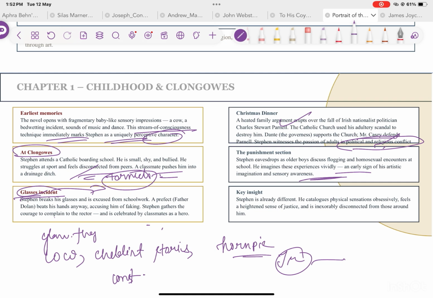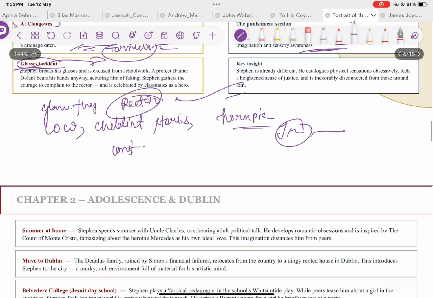Stephen gathers the courage to protest against the injustice. His classmates support him and encourage him to raise his voice against injustice. Stephen explains this incident to the rector, and the rector promises to speak to the teacher about the unfair punishment. Stephen feels victorious after standing up for himself, and his classmates celebrate him as a hero afterward.